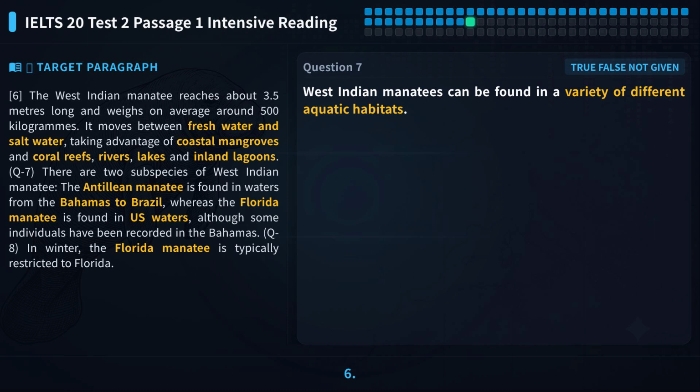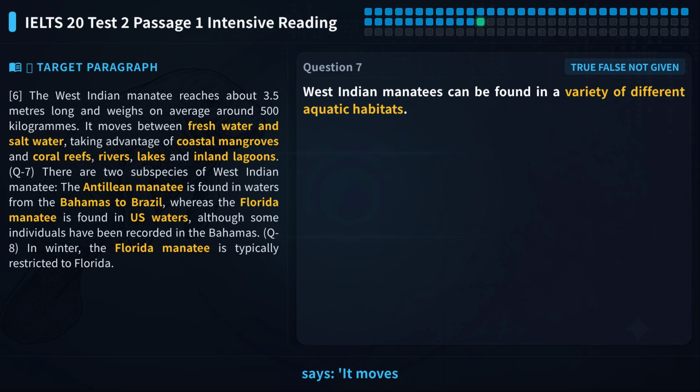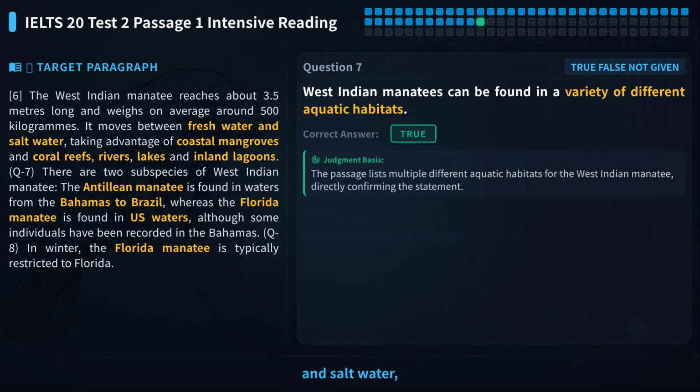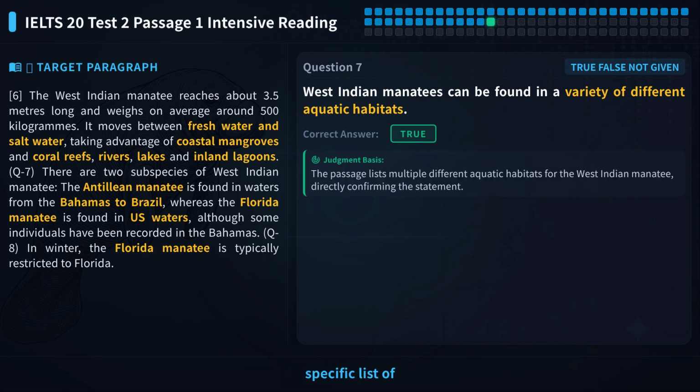Locate paragraph 6. The scanning landmark words in the text are freshwater and saltwater and specific habitats like coastal mangroves. The original text says, it moves between freshwater and saltwater, taking advantage of coastal mangroves and coral reefs, rivers, lakes and inland lagoons. The phrase "a variety of different aquatic habitats" in the question perfectly summarizes the specific list of aquatic environments in the text.